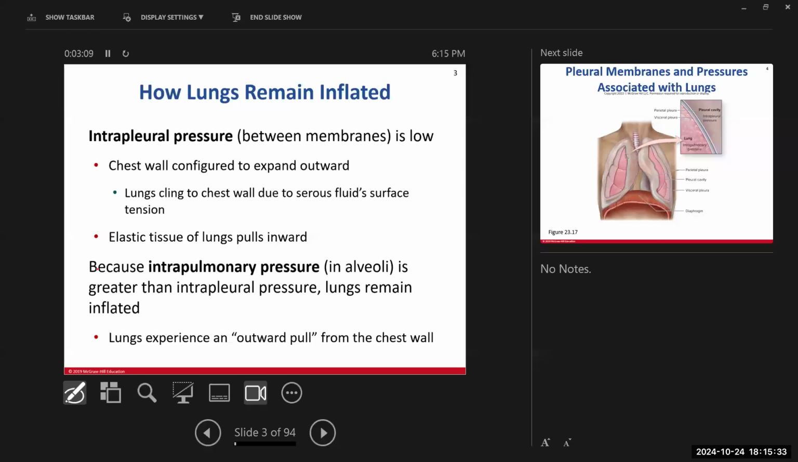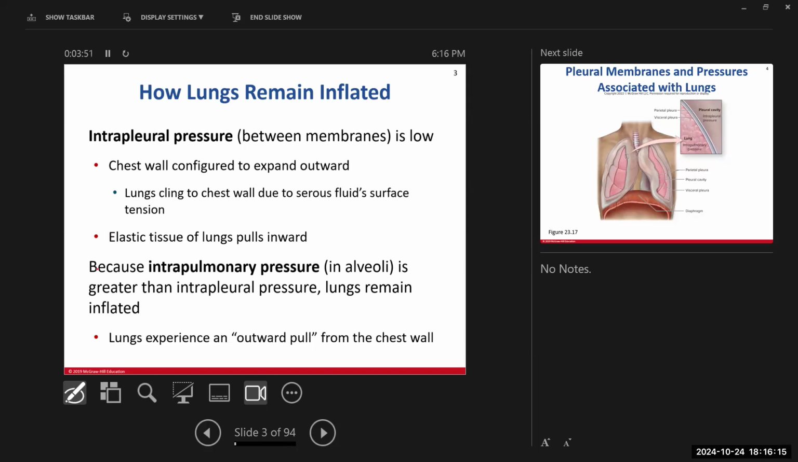Intrapleural pressure. What is the pleura? Y'all remember? Well, it's the actual serous membranes that cover the lungs and the cavity that the lungs reside in. So you have the visceral pleura, which lines the external surface of the lungs, and then you have the parietal pleura that lines the inside of the thoracic cavity or the pleural cavity where the lungs are located. So when we discuss this intrapleural pressure, intra is within. So we're discussing the pressure in between the parietal pleura and the visceral pleura.